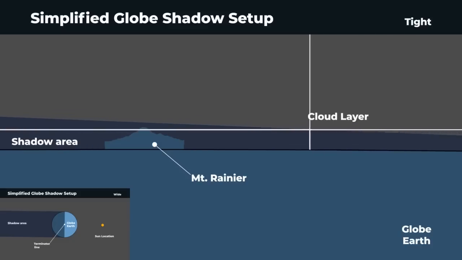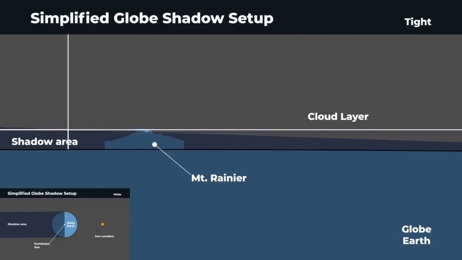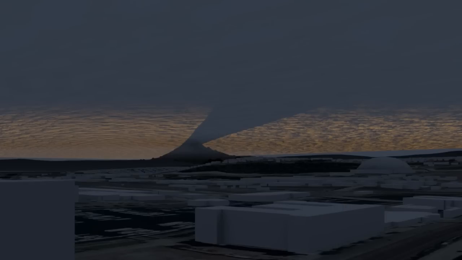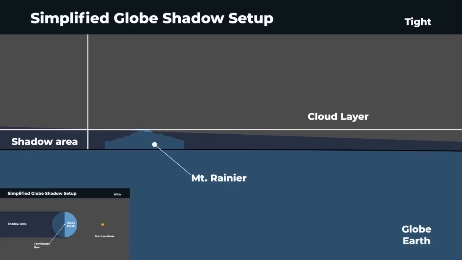For a closer look at what's going on, let's go back to the schematic. If we pause the sun rotation right here where the shadow crosses the cloud layer just to the west of the mountain, here is the image of what we could expect to see. This experiment is a serious blow to the globe model.